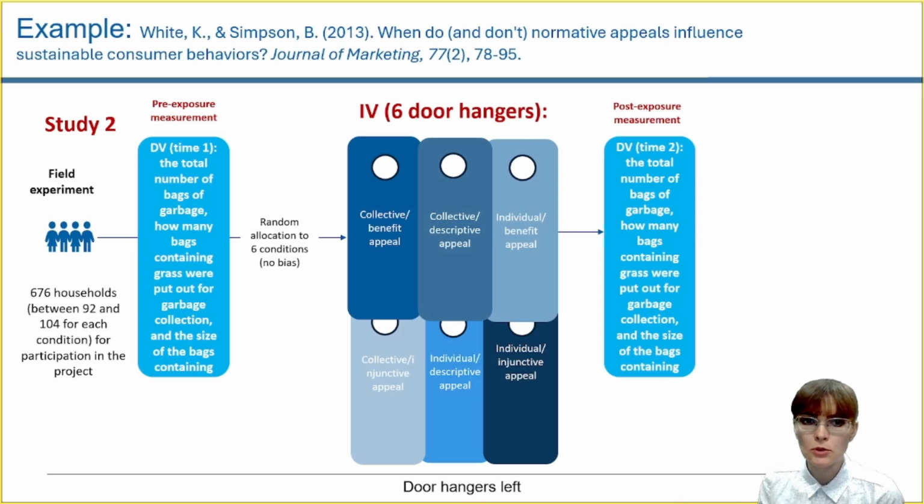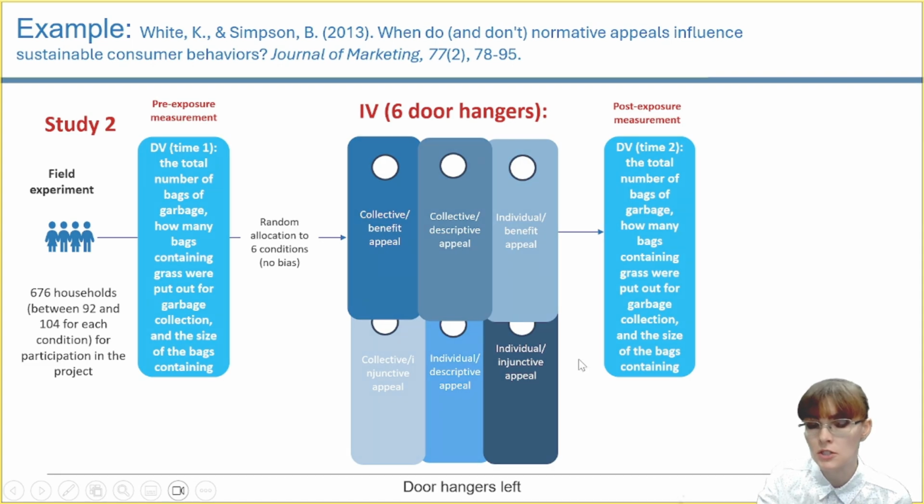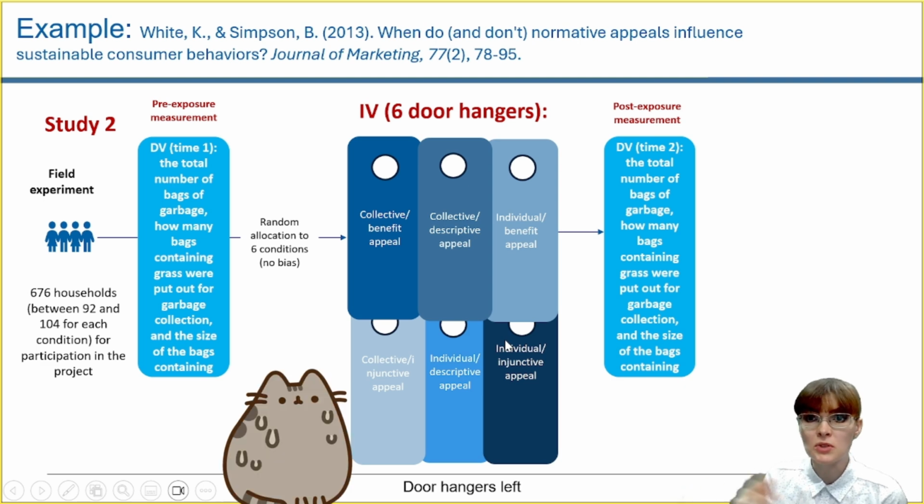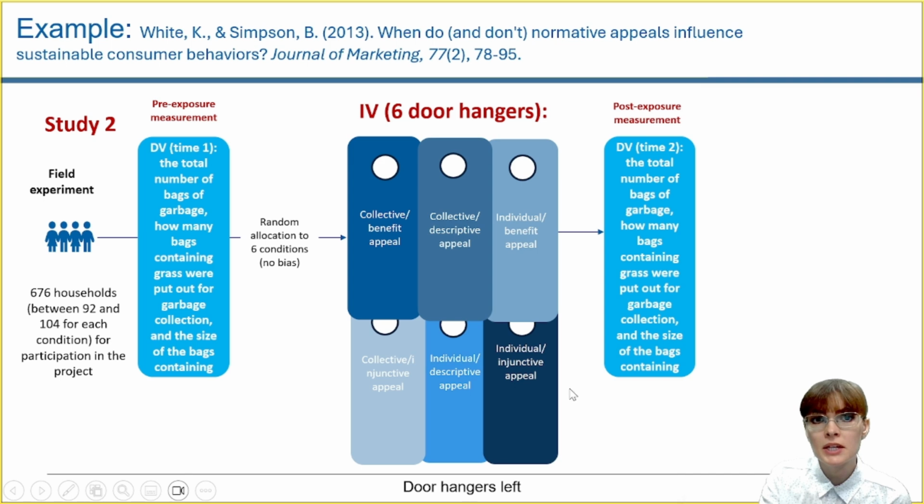The behavior, like I've already said, was grasscycling, whether people wanted to leave clipped grass from the lawn mowers on the lawn, so it actually gets naturally decomposed. Their pre-exposure measurement was the amount of grass which was put into the bags before households were randomly allocated to one of these 6 conditions. After some time, I believe it was several weeks after they left the leaflets at the households, they measured their dependent variable the second time.